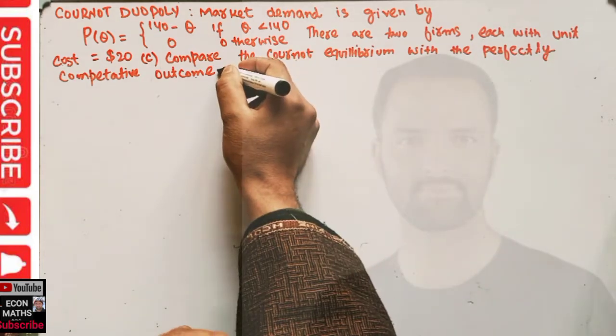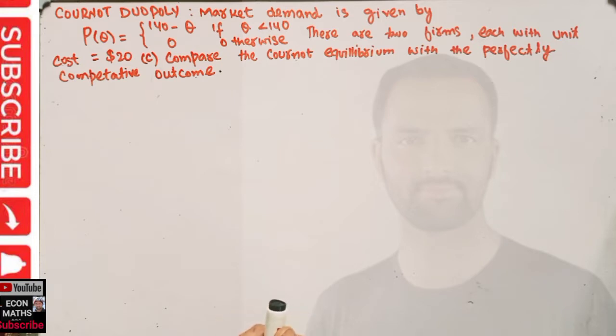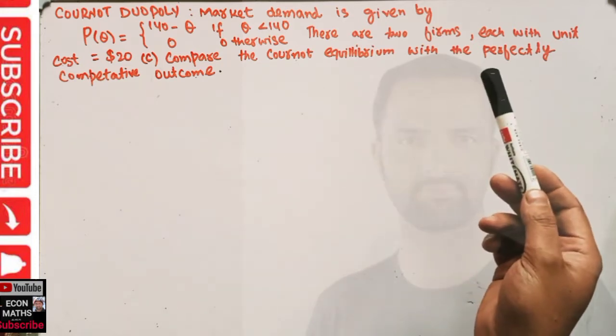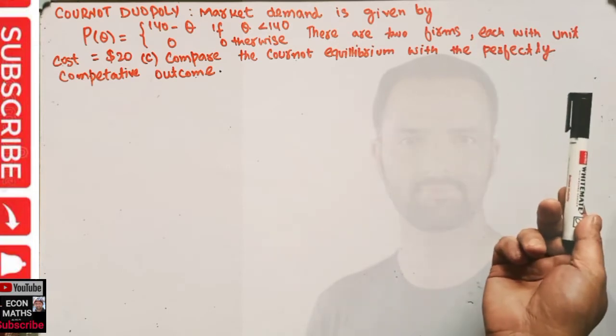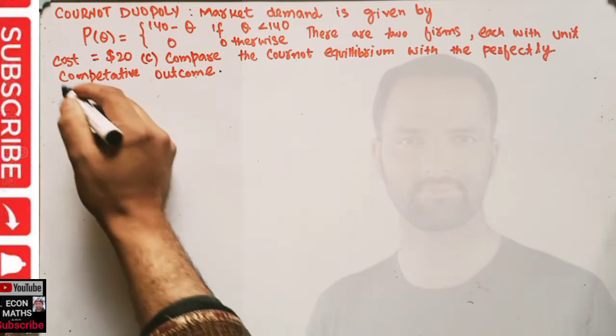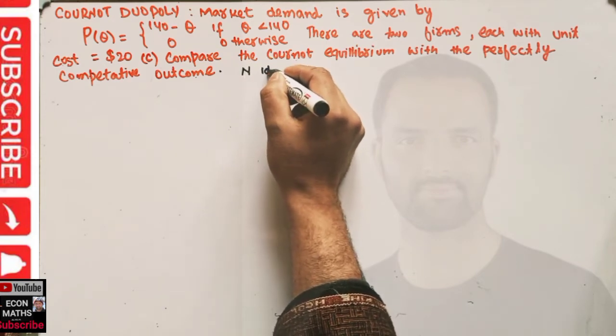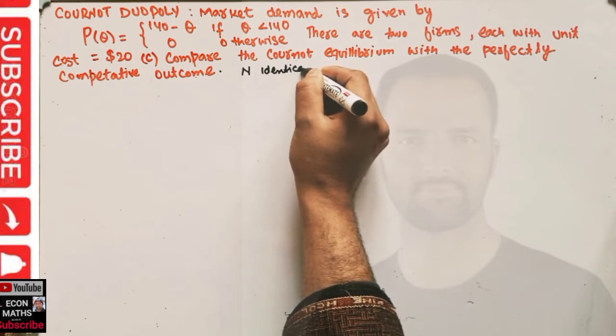In the earlier video, I have calculated the Cournot equilibrium for this very question. You can check in the description box also, and I will put it in the I button of this video. Now let us see what will happen to our Cournot equilibrium when we have many identical firms. That means if there are a large number of firms, what will happen to our Cournot equilibrium? Let us say we have n identical firms.